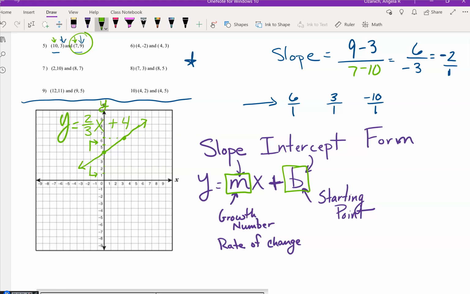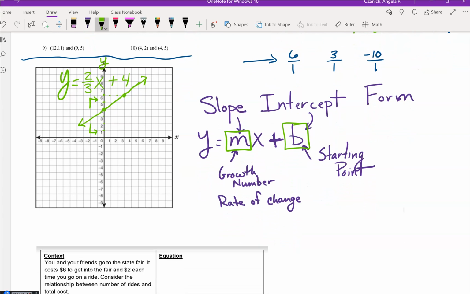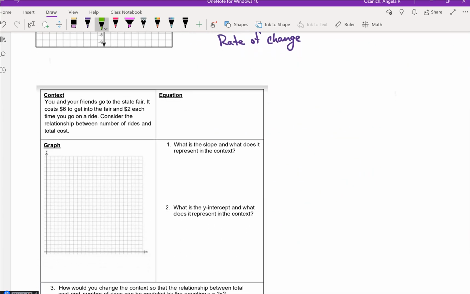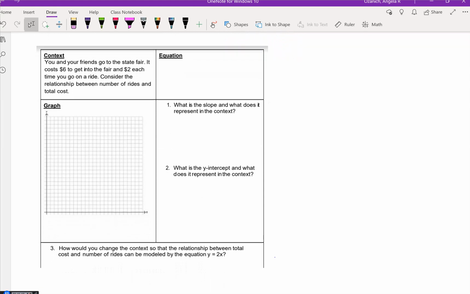So we're going to try it again, and we're going to do lots of practice with this, guys, so you get lots of extra practice. So don't worry if it seems a little tricky at first. We'll totally get it. But I do want to show you how we can use this idea of your growth number and your starting point on a problem in context. So I'm just going to write y is equal to mx plus b over here, so we can remember that we need to figure out our slope or our growth number, and we need to figure out our starting point.